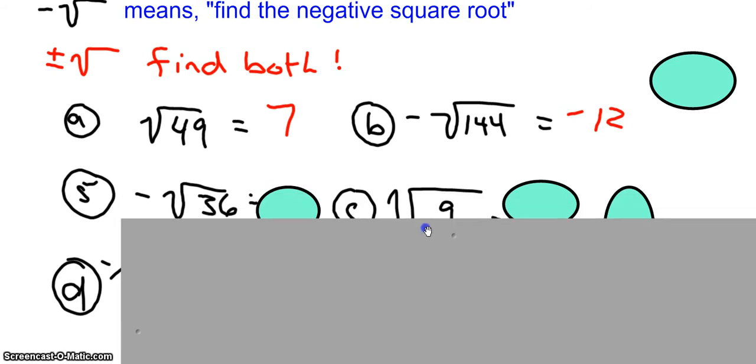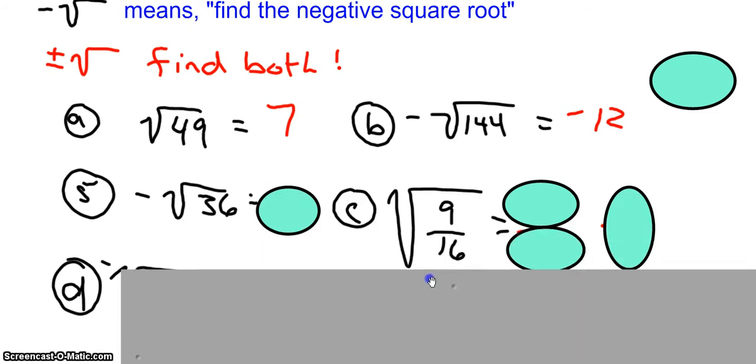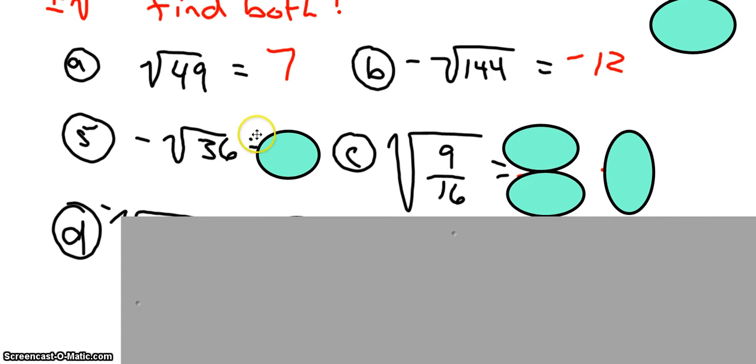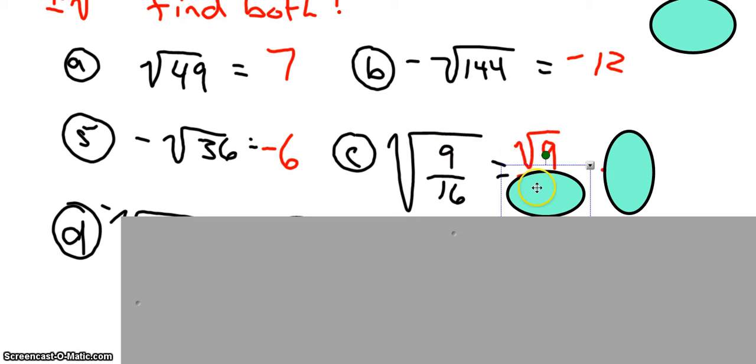Very good. Here are a couple of other questions for you. How about this one here? The answer is, good, negative 6. Now, this is an interesting question. We have a fraction in the radical. This means that both the numerator and the denominator, we're being asked to find their square roots.